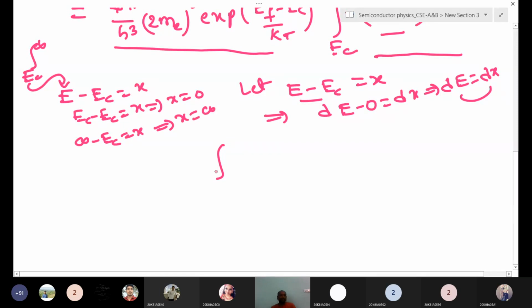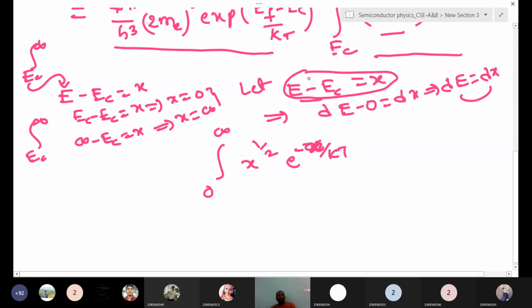So our limits also changed to 0 to infinity. Earlier it was E_C to infinity, but we changed the limits to 0 to infinity. Here X to the power of half and exponential of minus X by kT. We have substituted E minus E_C equal to X and dE equal to dX, right? Now the expression turns into this equation. Now the formula is here. Do you know this formula? If you don't know the formula, no problem. The integral of X to the power of half, e to the power of minus X, dX. What is the formula? Do you know?